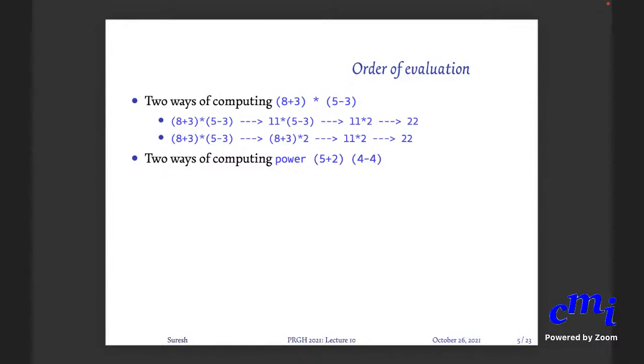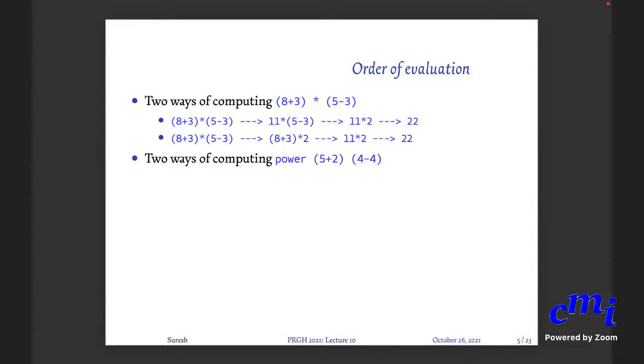More than two ways actually, but yeah, let's at least. Yeah. So can you tell me? Actually, three ways. You will first say power 7, 4 minus 4, and then power 7, 0, and then you will say 1. Okay, that is one way. What is the other way?